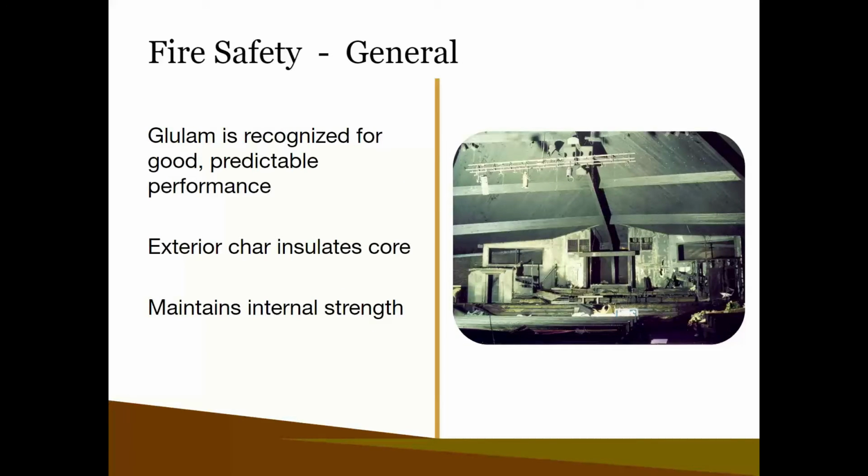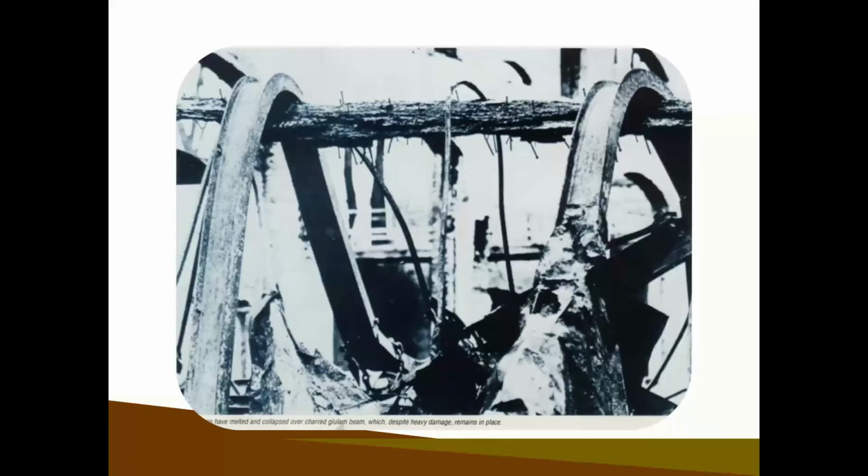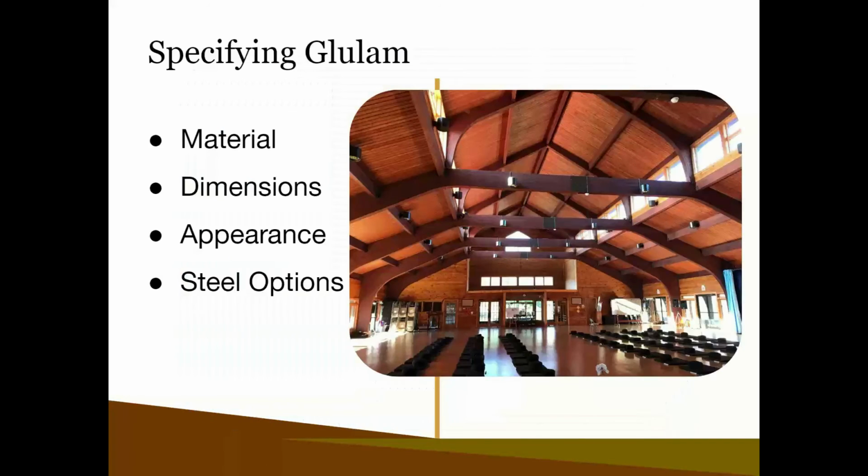Note on fire safety, they talked on that, but it's so predictable in a fire because what happens, it behaves like a big single heavy timber member. So it ends up charring on the outside, and that insulates the core of the beam so it can maintain its internal strength. And I kept this in because this is my favorite slide. It is two steel I-beams that have just fainted like Southern belles across the glulam beam after a fire. So glulam's pretty great.